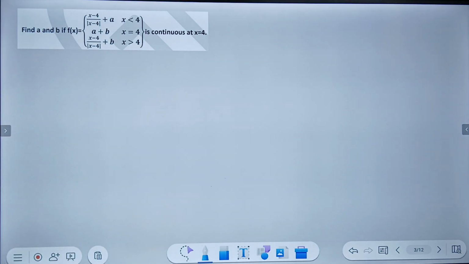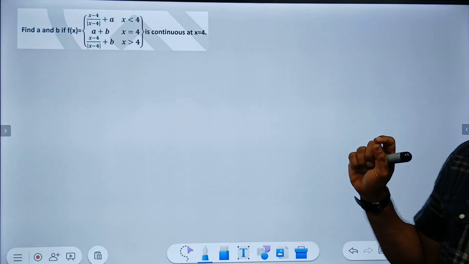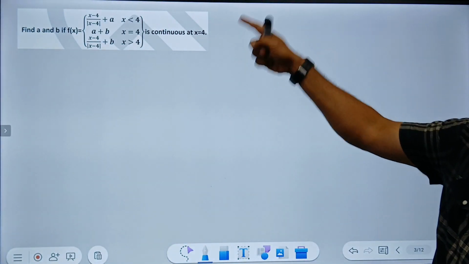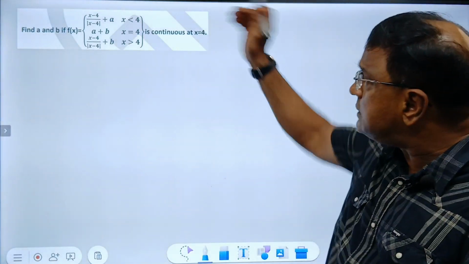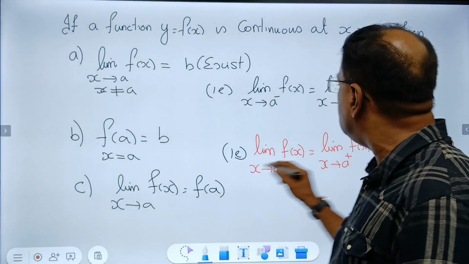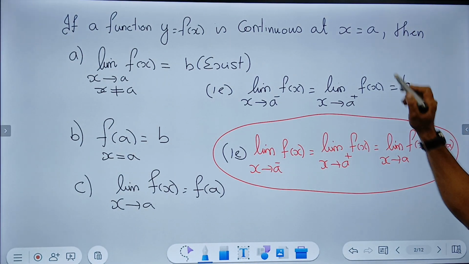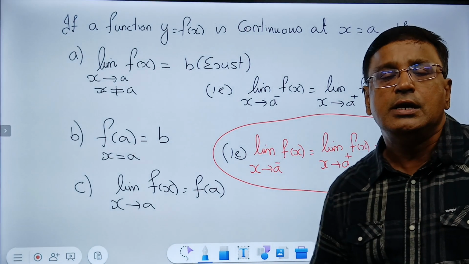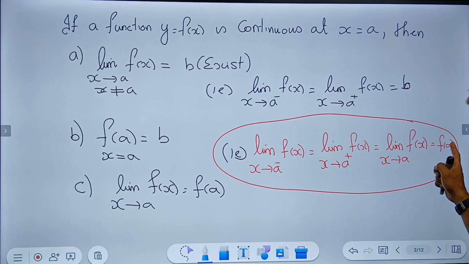Now I want to find a and b. Here the question is find a and b. And what is given? The function given there is continuous at x is equal to 4. So it's already said it's continuous. When they say it's continuous, that means all the conditions are satisfied. Left hand limit exists, right hand limit exists. They are equal to the limit and also equal to the functional value.